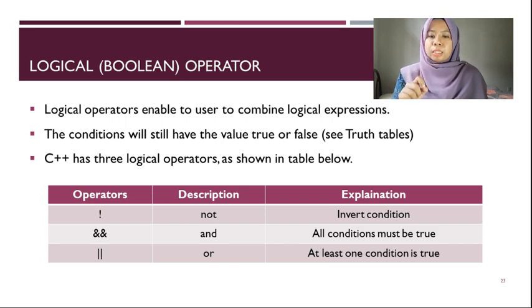What is meant by this operator? It means all conditions must be true. I believe that you already understand the function of the AND statement, because we already learned it in the previous chapter. Okay, and then we have the OR sign.